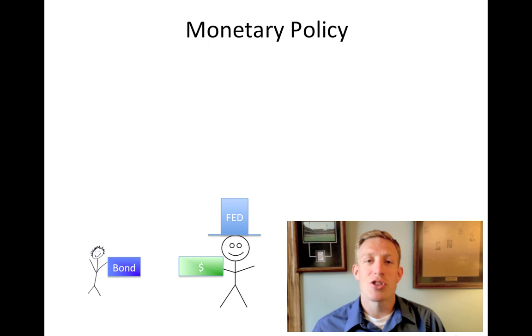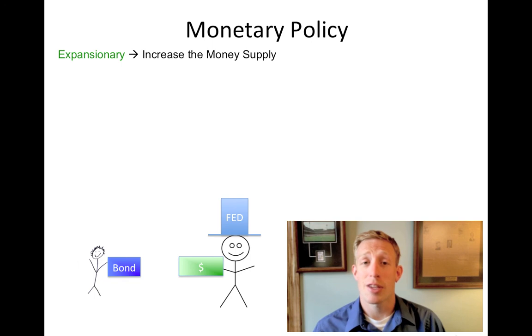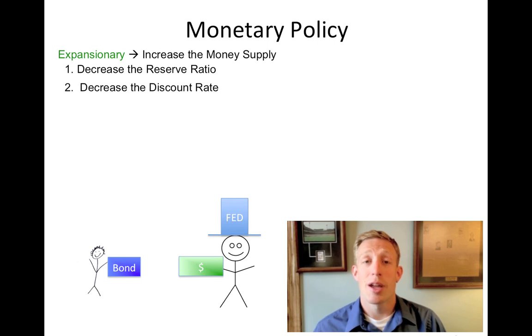If the Fed wants to increase the money supply and have expansionary monetary policy, they can decrease the reserve ratio. They can decrease the discount rate. These things make it more affordable and provide a better incentive for banks to lend money. Or the Fed can buy bonds. By buying bonds, they just put money directly into the economy.